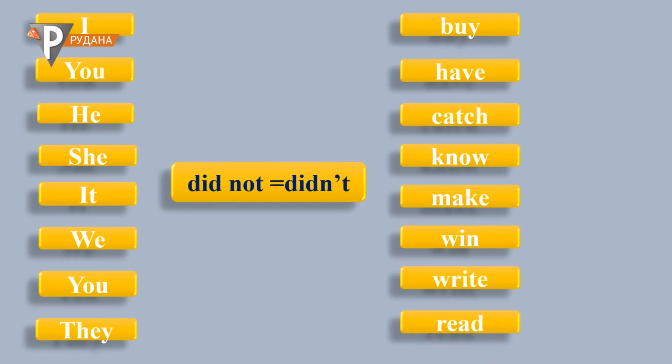Now you repeat. I didn't buy. You didn't have. He didn't catch. She didn't know. It didn't make. We didn't win. You didn't write. They didn't read. Now you look attentively.